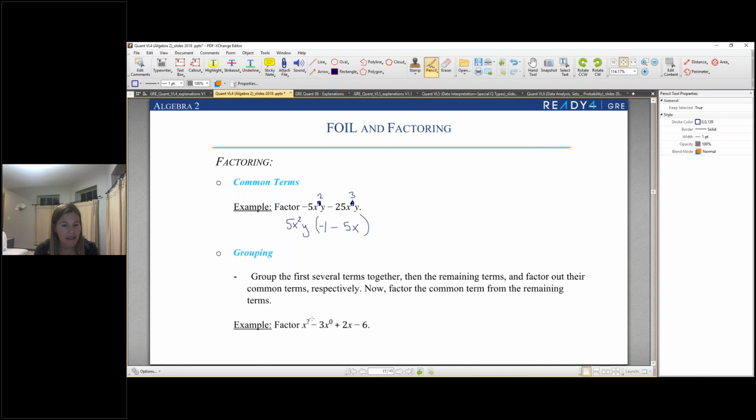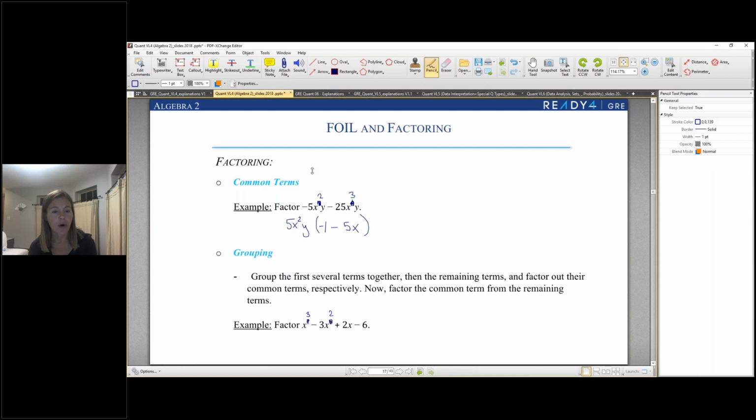Now, factoring by grouping is a little bit different. I think this is supposed to be a 3 and this is supposed to be a squared. Not totally sure, but I think so. Okay, so factoring by grouping. This is kind of contrived.